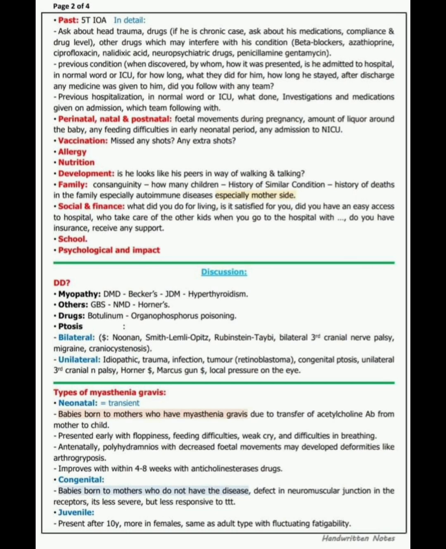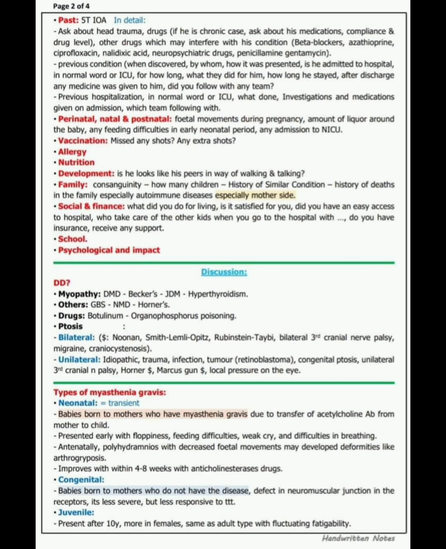Then ask about head trauma and drugs. If it is a chronic case, ask about his medications, compliance, and drug level. Other drugs which may interfere with his condition: beta blockers, azathioprine, ciprofloxacin, nalidixic acid, neuropsychiatric drugs, penicillamine, and gentamicin. These drugs we will ask about. Previous conditions.